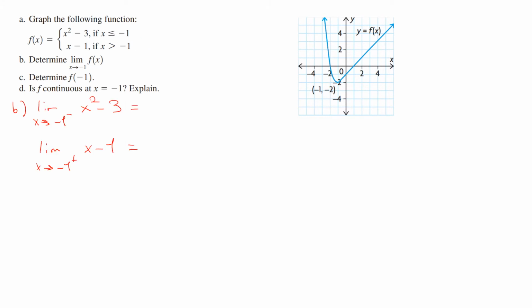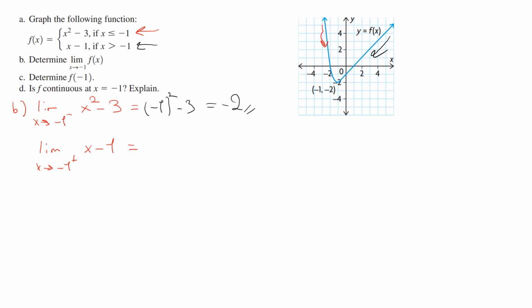I see that the left side, coming from the left, is represented by this function, and coming from the right side, for the second one, is represented by this function. When I solve these by plugging in -1 for each, this would come to -1 squared minus 3. -1 squared would just be +1, and 1 minus 3 would be -2.